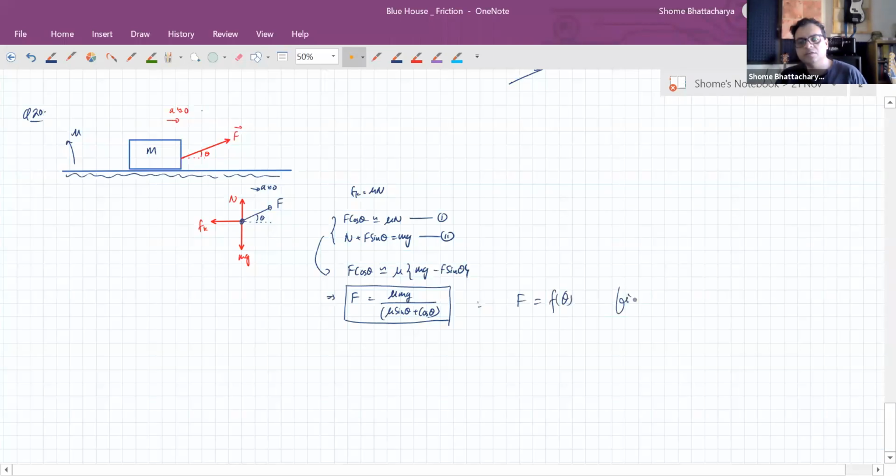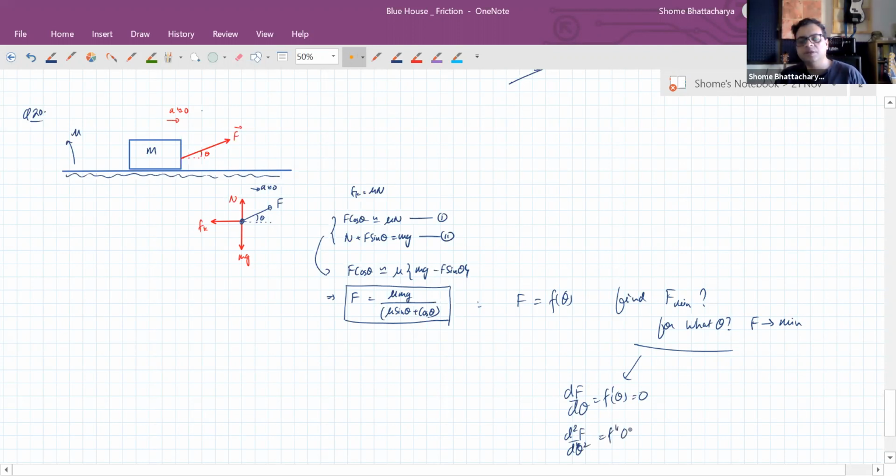Now we want to find the minimum value of force, and for what theta F is minimum. So one way is we can use maxima minima. We can take dF by d theta, that is F prime theta equal to 0, and the second derivative, F double prime theta, should be positive since we want a minimum. But that's very lengthy.